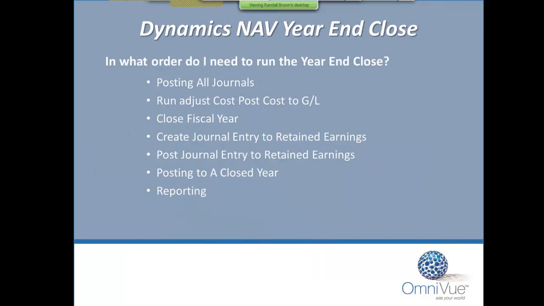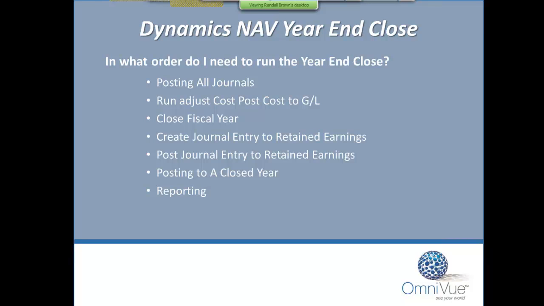So what exactly do I need to do to run the year-end close? It's not a very difficult process, but it will consist of some cleanup work. Mainly, you want to make sure that everything is posted. So all of your journal entries need to be posted. You need to run your adjust cost post to GL routine if you deal with inventory. Now, there are some systems that are set up to automatically do this with every transaction and some that are not, and I'll show you the difference.